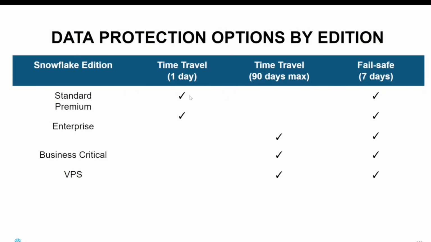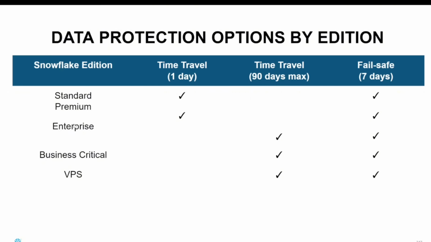If you see time travel of 1 day, it is present in the Standard and Premium versions of the Snowflake edition, right? For Enterprise, Business Critical or VPS, the time travel goes up to a maximum of 90 days. It starts from 1 day and goes up to 90 days. But in Standard and Premium, the default is 1 day. You cannot go beyond 1 day. But the failsafe option is applicable for all the different editions of Snowflake, is non-configurable, and the default is 7 days. So this is going to be the same for all the different editions of Snowflake.